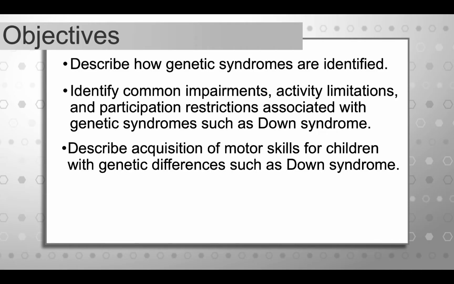When you complete today's session, you should be able to describe how genetic syndromes are identified, identify common impairments, activity limitations, and participation restrictions associated with genetic syndromes such as Down syndrome, and describe acquisition of motor skills for children with genetic differences such as Down syndrome.